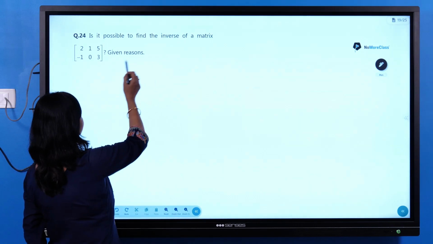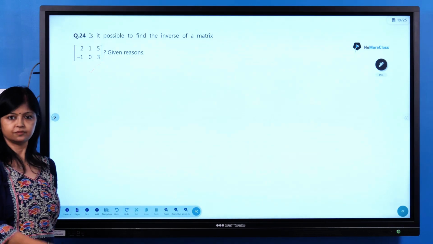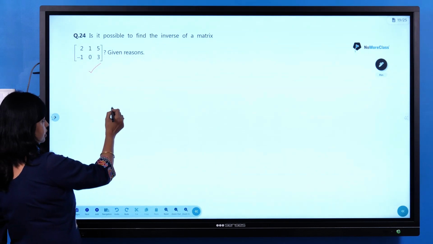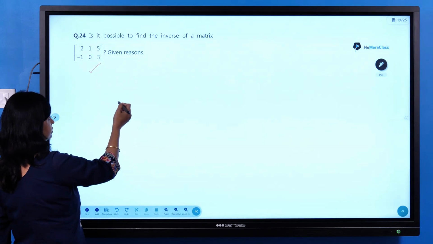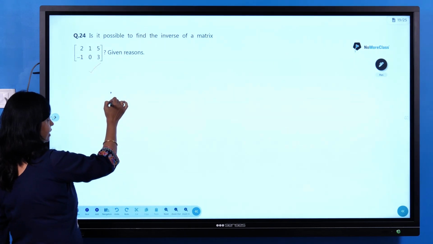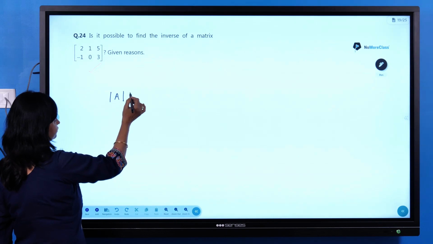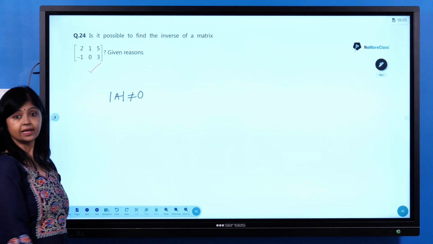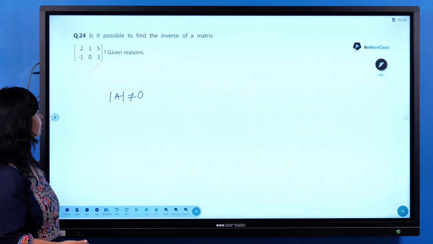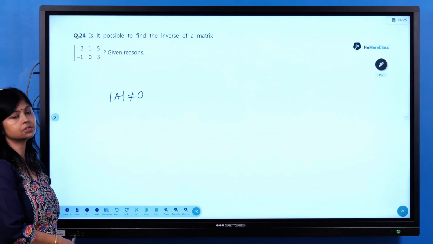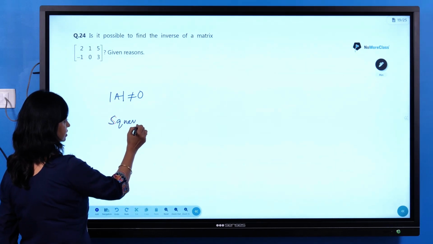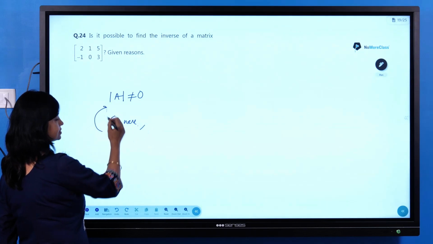So if you look at the matrix which is given to us, whenever we have to find the inverse, it exists only for a non-singular matrix. Non-singular matrix means the determinant value of that particular matrix should not be 0. Now, you can find the determinant value of a matrix only when the matrix is a square matrix. Only when the matrix is a square matrix, the determinant will exist.